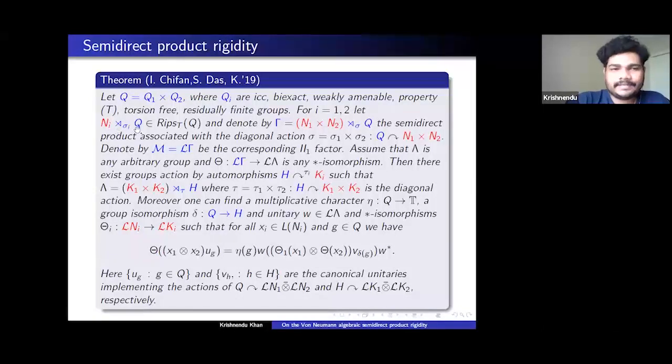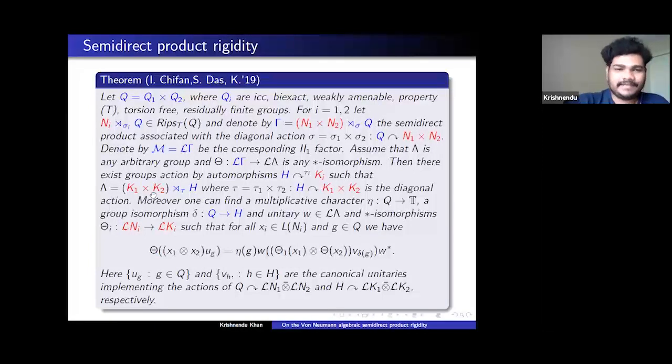And then if you assume this condition, this N_i semidirect Q in this class Rips TQ, and then you consider this product group with the diagonal action, and you know that its group von Neumann algebra is isomorphic to the group von Neumann algebra of any mystery group lambda by this isomorphism theta, then lambda will have to split as a semidirect product. And not only that, you know that this action of H onto this product will have to be this product action, and there will be a character and a group isomorphism from Q to H. So it recovers the acting group from Q to H.